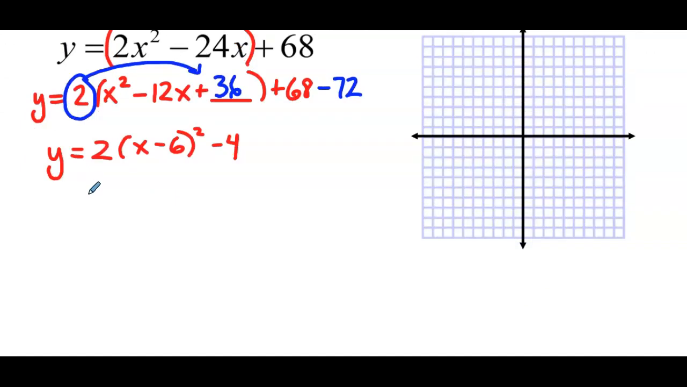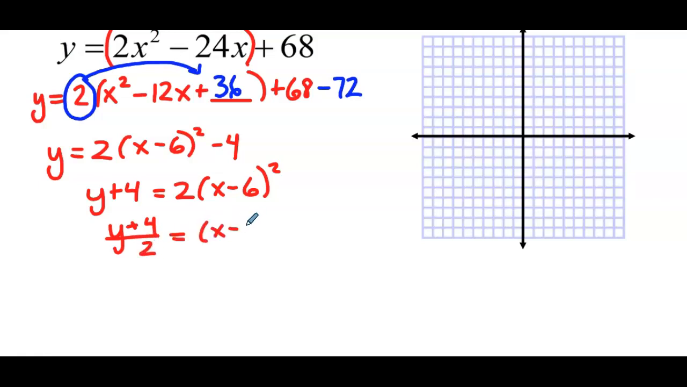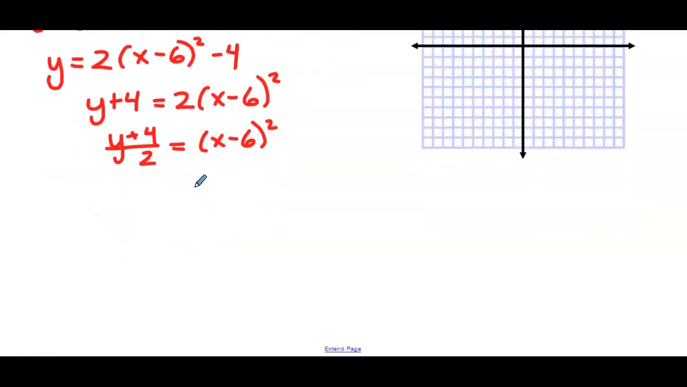Okay, so let's rewrite this. So y plus 4 equals 2 times x minus 6 squared. I want to divide that 2, so y plus 4 divided by 2 equals x minus 6 squared. So again, we have a scaling followed by a translation. So our scale factor is 1, 2. And then we're going to follow that up with a translation of 6, negative 4. Right, dividing the y's by 2, so we're multiplying by 2, and then we'll follow that with a translation.